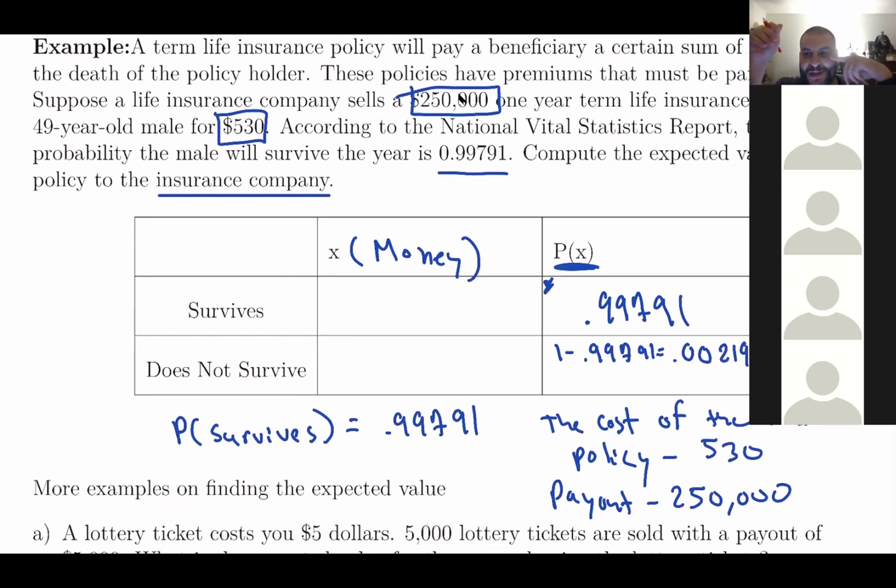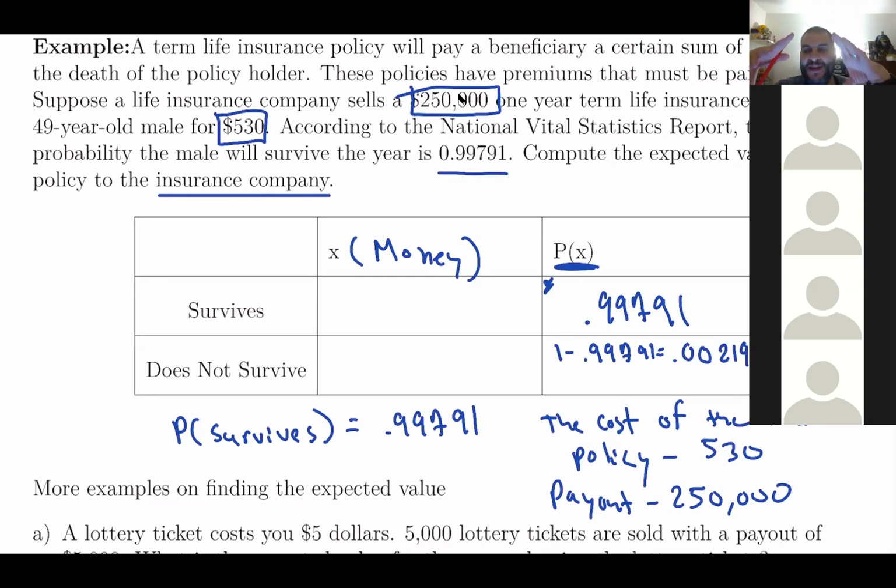If you remember back when we did mutually exclusive, these two events are mutually exclusive because you either survive or you don't survive. There's pretty much no in between. You can't survive and not survive at the same time. There you go, complementary rule. Everybody good with that?